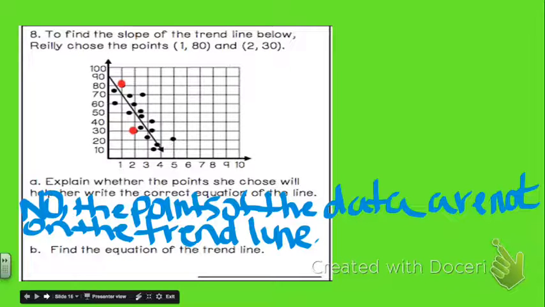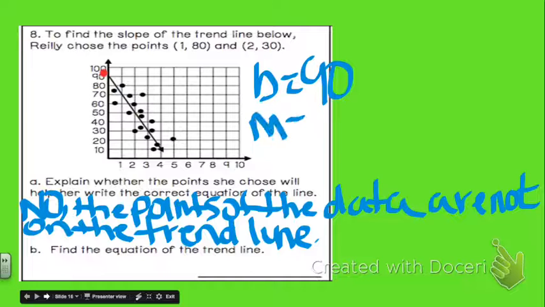B, find the equation of the trend line. Okay, well, let's find the equation of the trend line. So I'm going to erase the points that I have put here. Okay, so I'm going to find 2 points that the line intersects. So I'm going to start here. Obviously, it's easiest to start with your y-intercept. So I'm going to start here at 90 with my y-intercept. So I can even say right here that my B, which is my y-intercept, is 90. And I'm going to write M right here, because that's my slope.